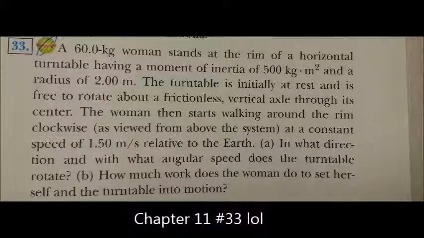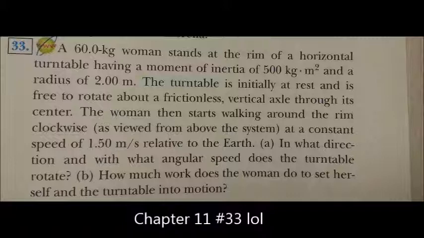Chapter 13, Problem 33. A 60-kilogram woman stands at the rim of a horizontal turntable having a moment of inertia of 500 kilogram meters squared and radius of 2.0 meters.